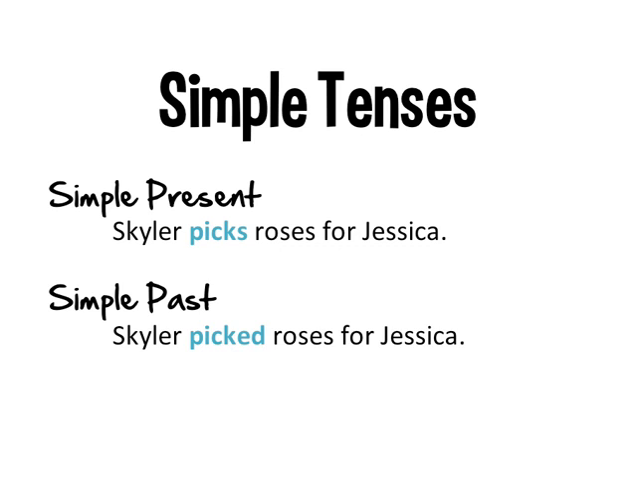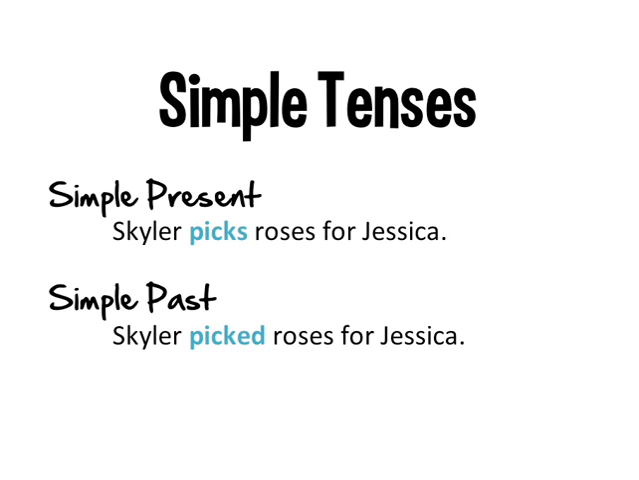But let's get back into the simple tenses. We have simple present and we have simple past. Now, you might already be pretty familiar with these. Skylar picks roses for Jessica. Because this is in the third person, it ends with an S. If it were in a different person, it wouldn't need the S necessarily. But we can tell that this is happening right now. We call this the simple present.